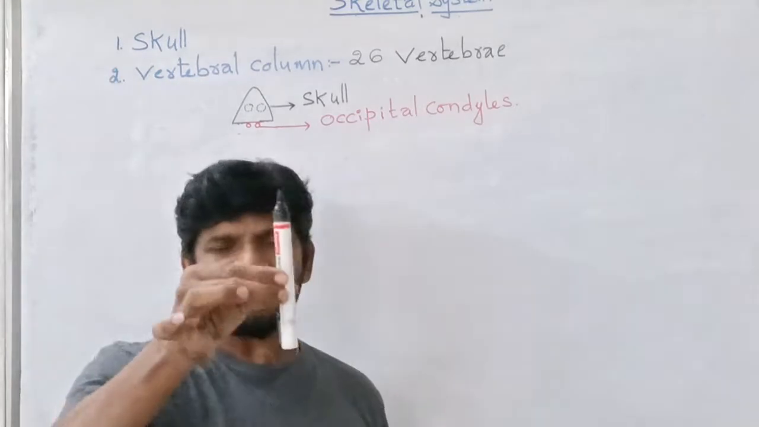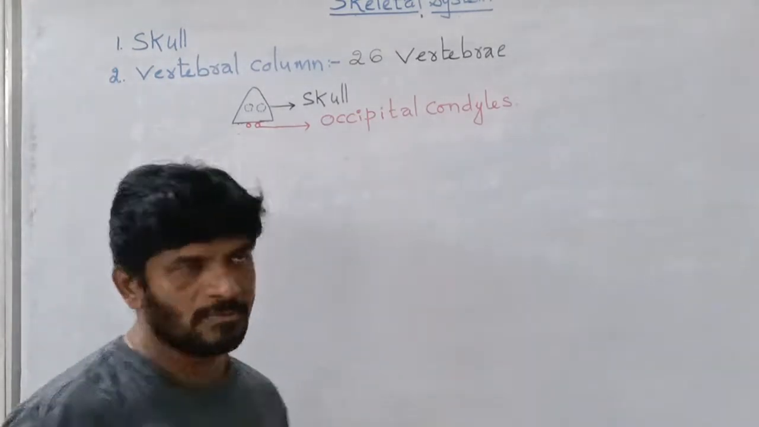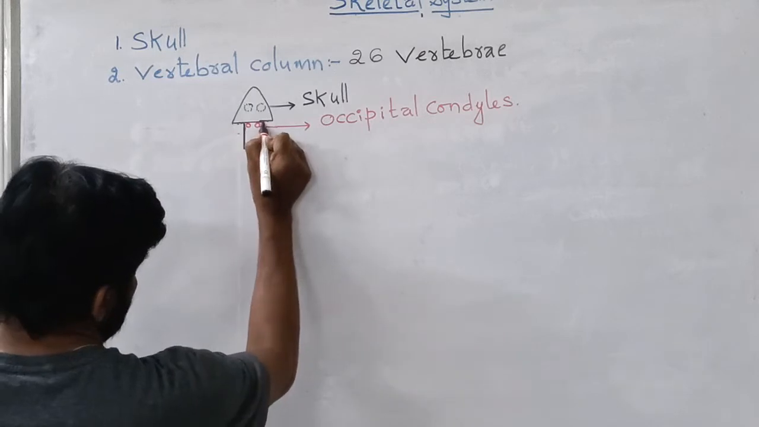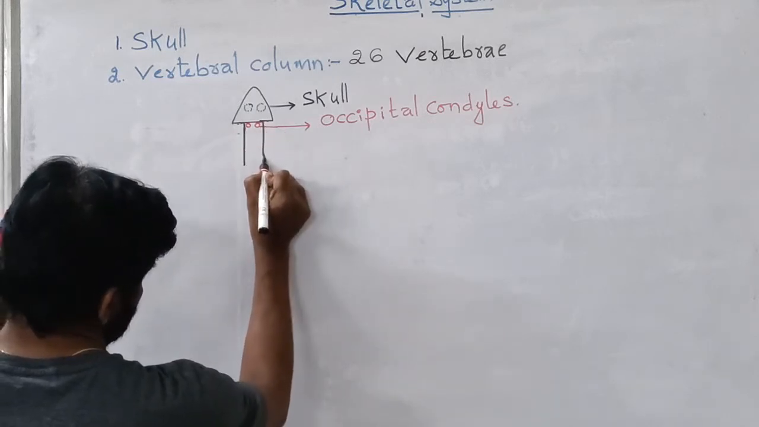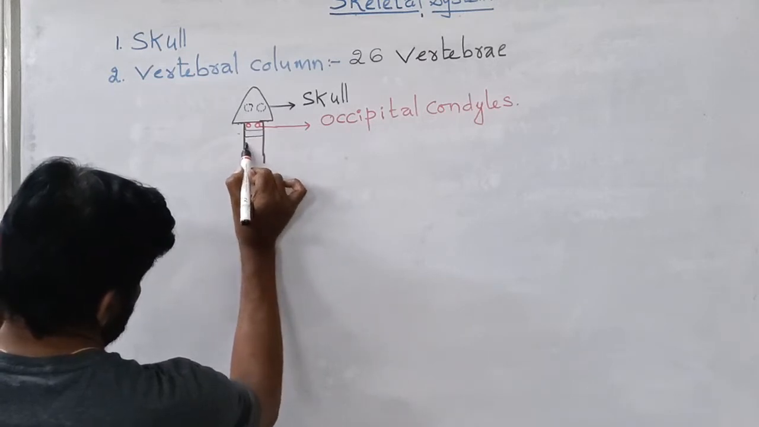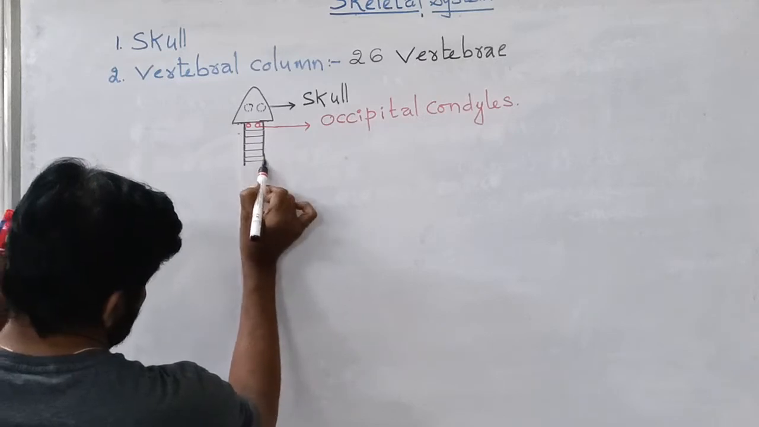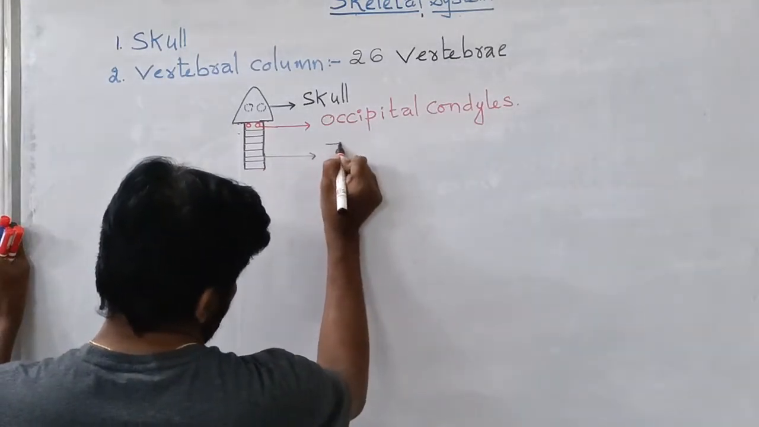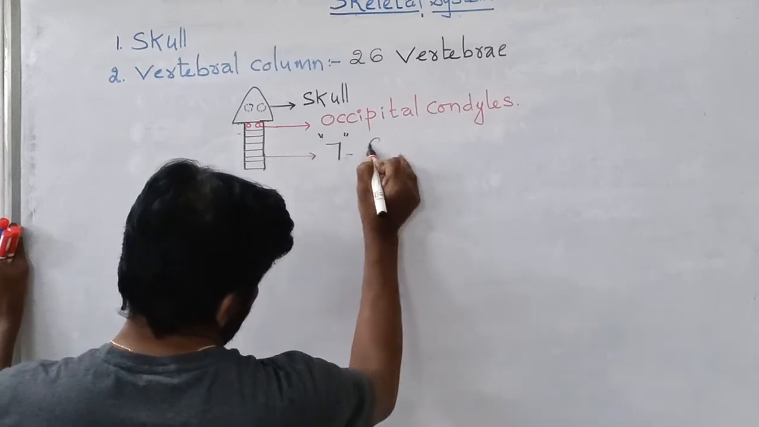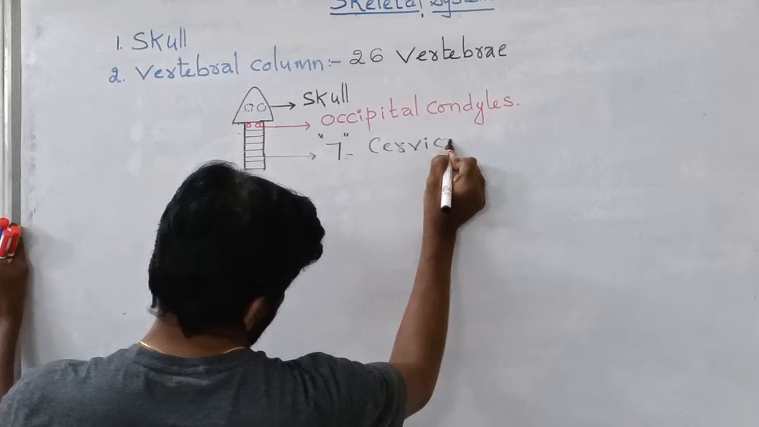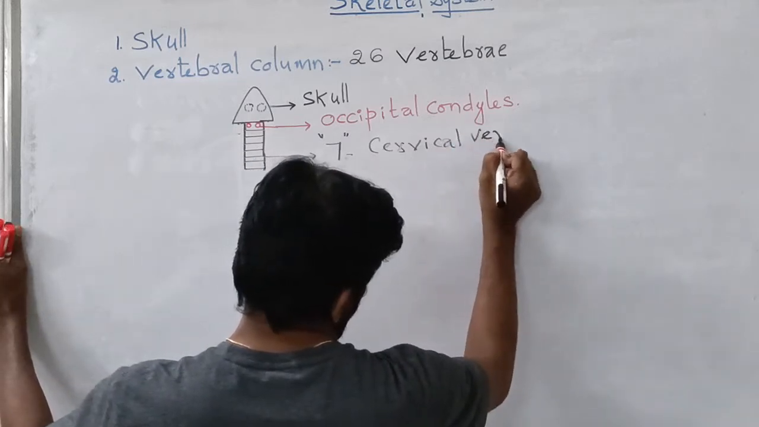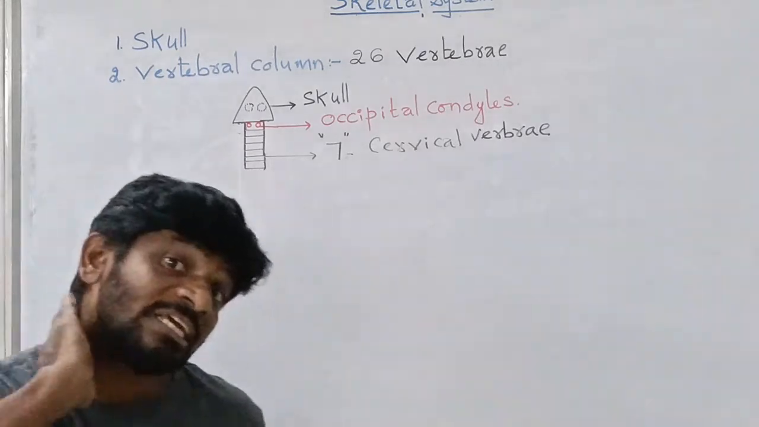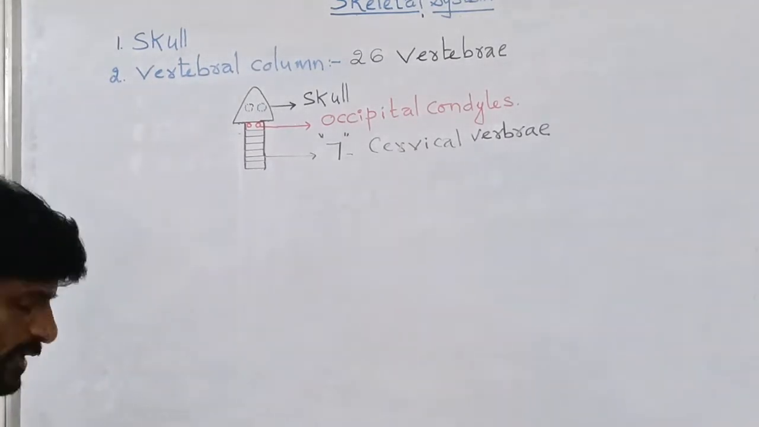The vertebral column is not a straight column, it has curvatures. You see, there are cervical vertebrae, the first vertebrae are the cervical vertebrae. 1, 2, 3, 4, 5, 6, 7. These first 7 vertebrae are cervical vertebrae. Seven cervical vertebrae are present in the neck of man.